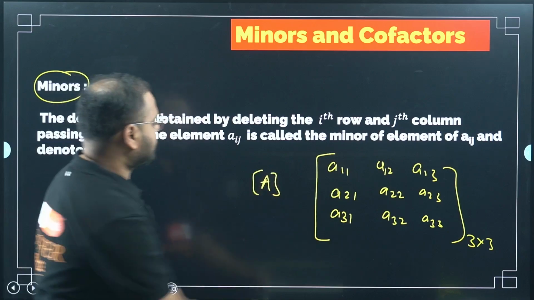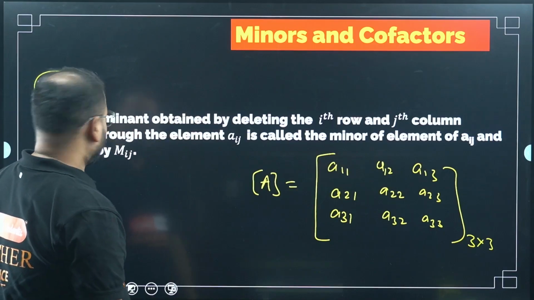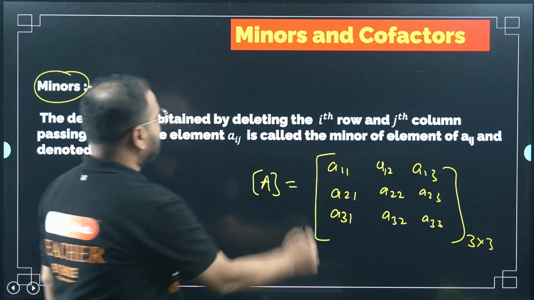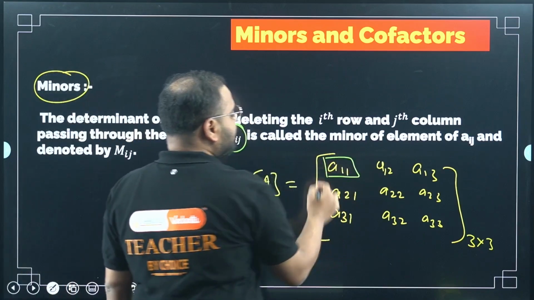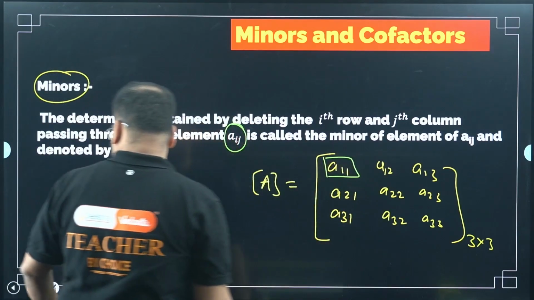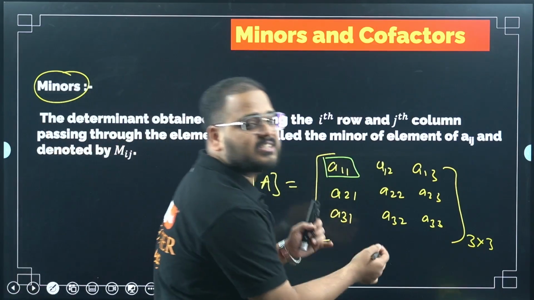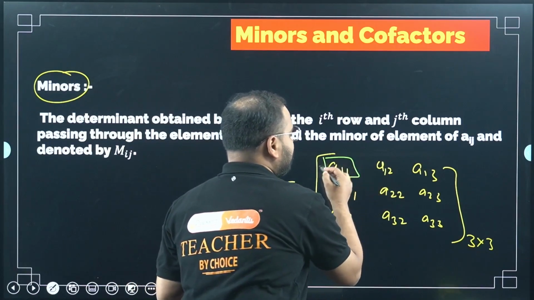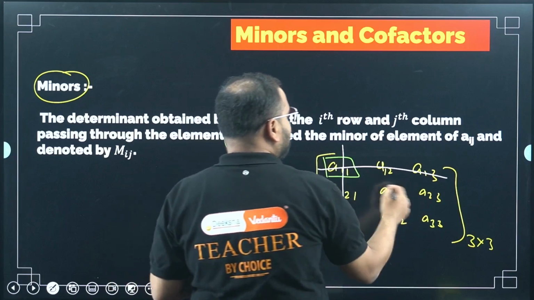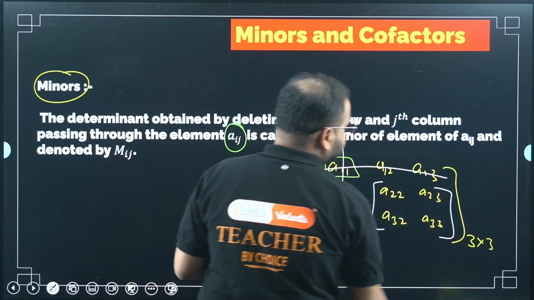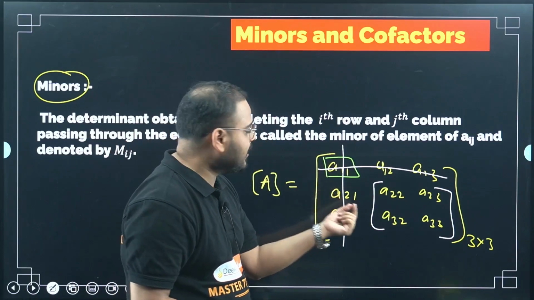So for this matrix A, if you consider any element, let's look at this, Aij. For any element Aij, I can take this also. For this element, if you eliminate the row and the column which contain this element, means if I remove this row and this column, then what is left? Only this part. Then this will be my minor. So the minor across my element A11 will be this.